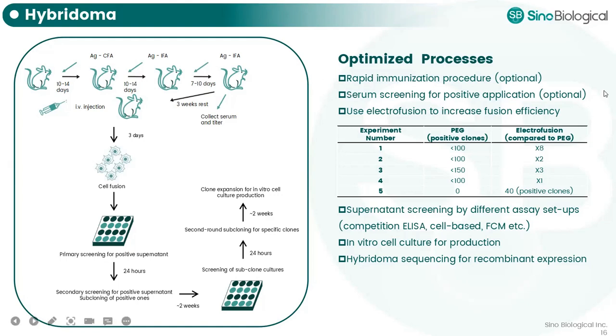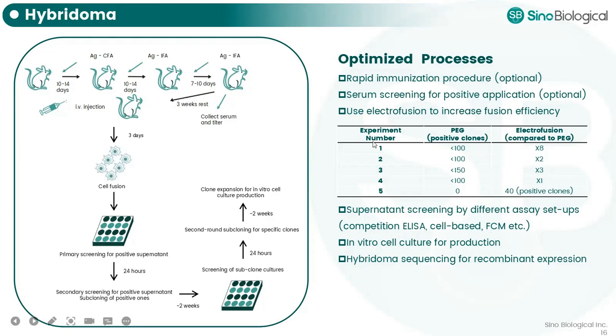Second, for some types of applications, we can do serum screening for positive animals to help us decide which animals will be used for the next step. And then, to increase the cell fusion rate: usually the cell fusion rate is very low, and it determines the success rate for the later steps.